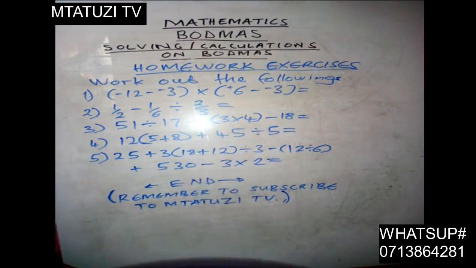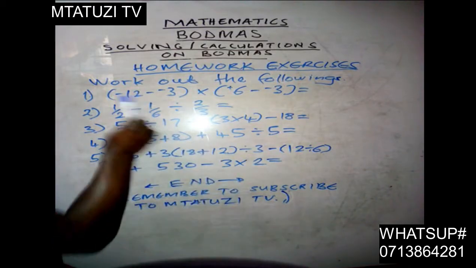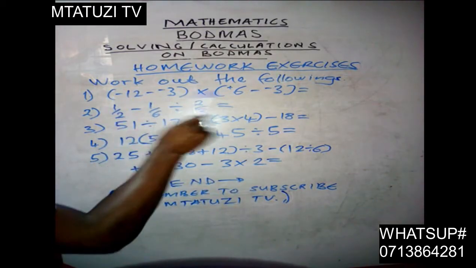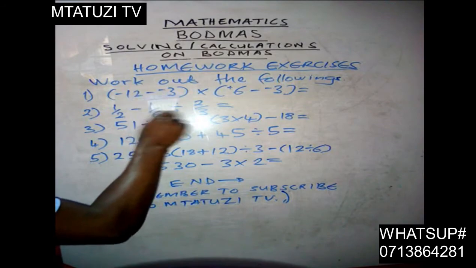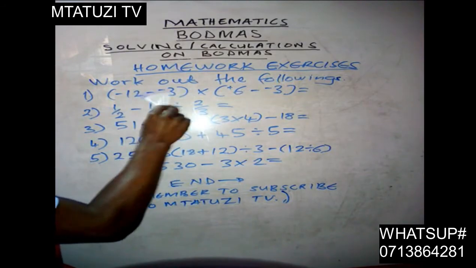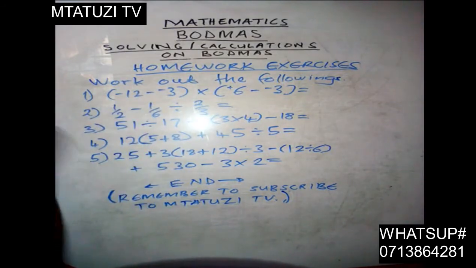So you have to solve it by using Bodmas rules. And this negative number is an integer. All of them are types of integers. I think you know how to solve concerning integers. So you can solve it by using Bodmas rule.